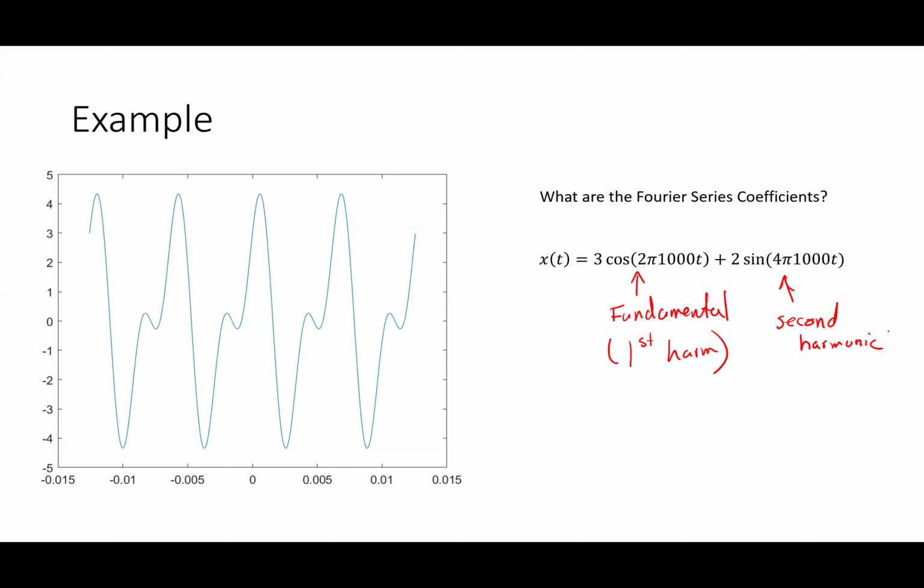So A1, B1, A2, B2. What's the amplitude of the sine term at the fundamental? Fundamental is 1,000 hertz. What's the amplitude of the 1,000 hertz sine wave? 0. All right, that means that B1 is 0. What's A1? 3. What's A2? The amplitude of the cosine at the second harmonic? 0. What's the amplitude of the sine at the second harmonic? 2. All right, so now we know what those are.